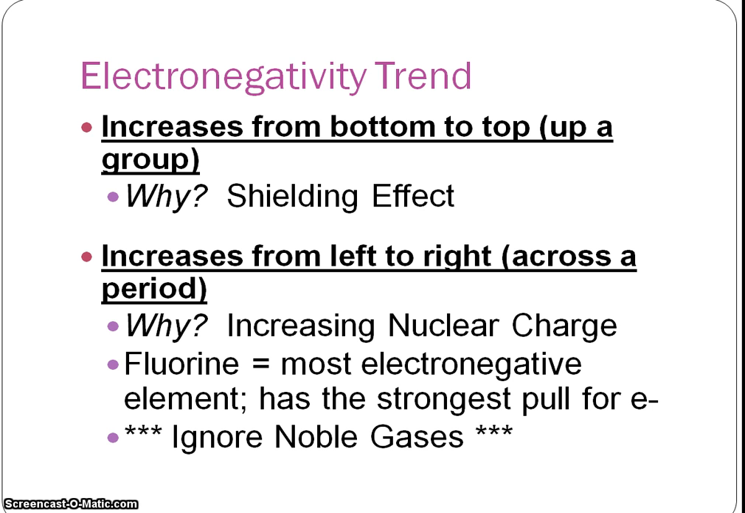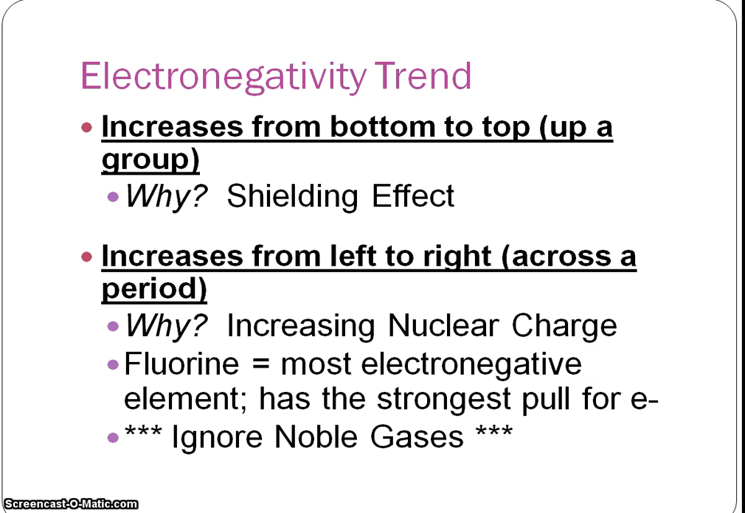But notice that fluorine is the most electronegative, not helium. Helium is in the very top right. And the reason is because you have to ignore the noble gases for this trend, and that's because noble gases are already stable. They already have a full valence octet, so no matter what kind of size they are, they're never going to attract electrons because they're already completely stable.